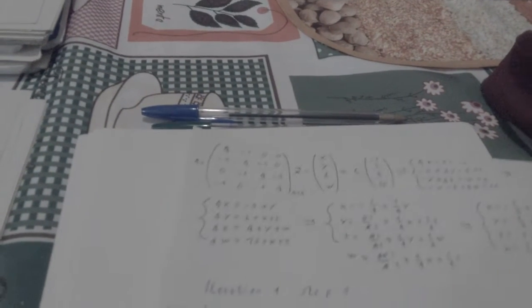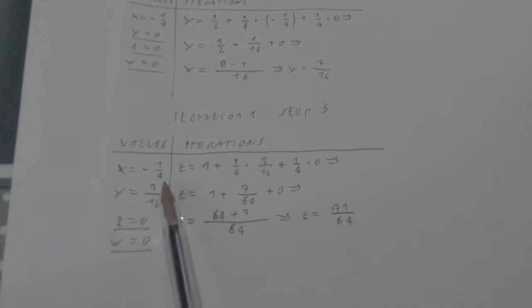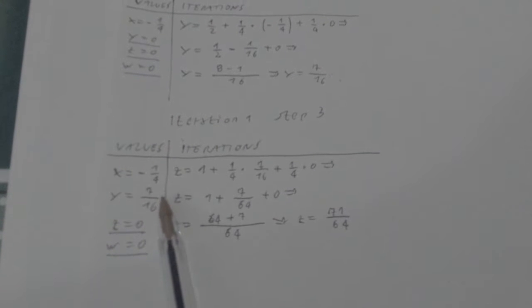So our values are x equal to -1 over 4, y equal to 7 over 16, z equal to 71 over 64, and w equal to 0. So we're trying to find w.